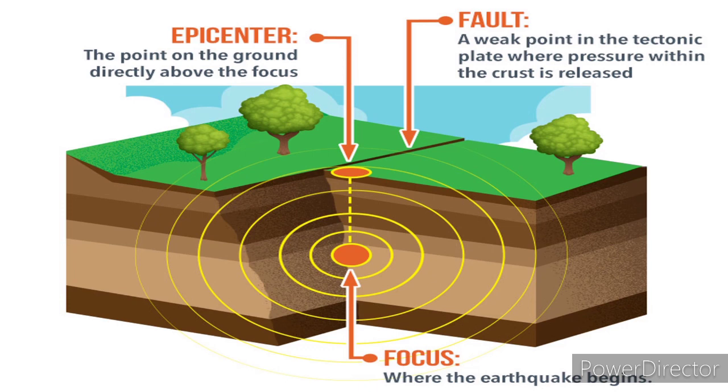It is important to note some terms about an earthquake. The first term is the focus, where the earthquake begins. The focus is known as the origin of an earthquake. The next term that you need to understand is the epicenter. It is the point on the ground directly above the focus. And of course, you should know what a fault is. A fault is a weak point in the tectonic plate where pressure within the crust is released. These terms are very important for us to truly understand what an earthquake is.